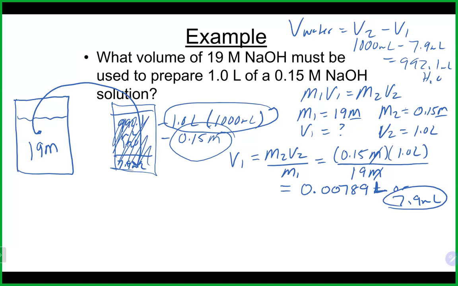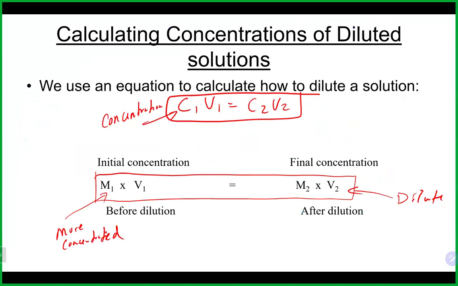So typically speaking, when you solve for V1, you're solving for how much of the more concentrated solution you need to use. You're solving for V2, that is usually the volume of your final solution that you're making. And again, M1 would be the concentration of the more concentrated solution, and typically M2 is the less concentrated. Any questions on that?